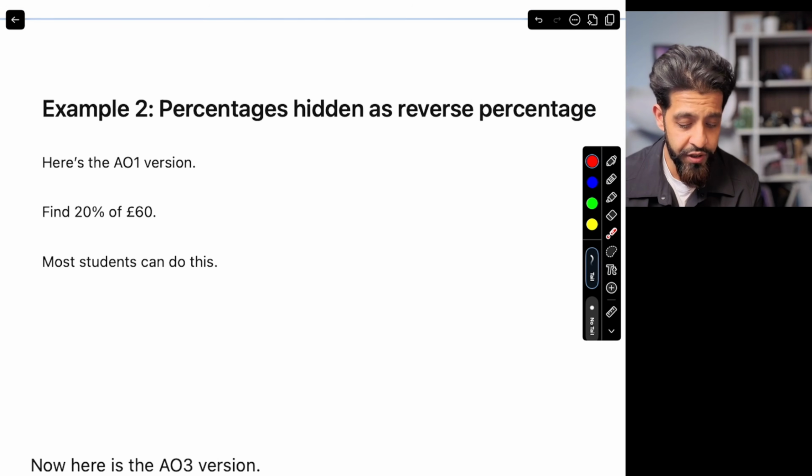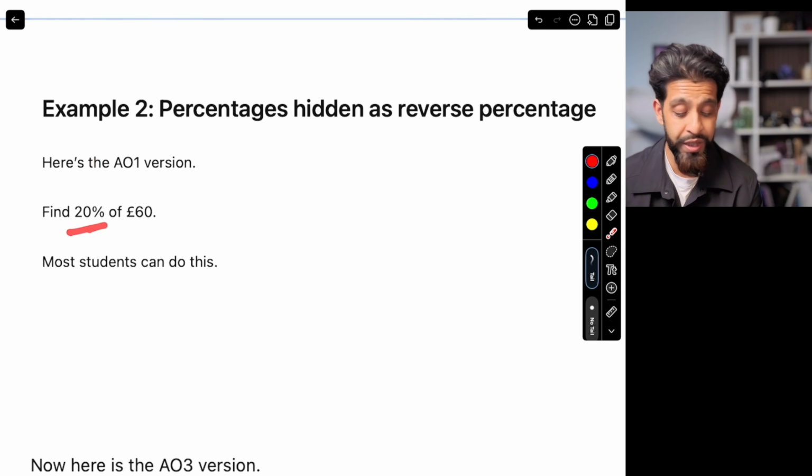Here's another question where you're given an AO1 version, simple, straightforward, find 20% of £60.